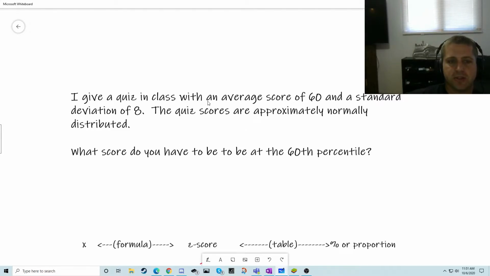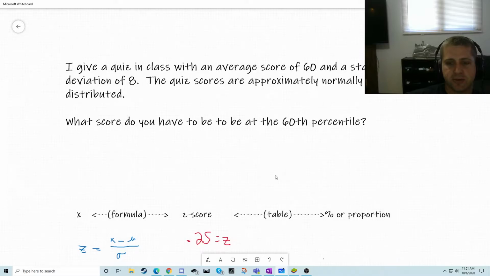I give a quiz in class with an average score of 60 and a standard deviation of 8. Those are important. These quiz scores are normally distributed, also important because you can't do any of this if they're not normal. What score do you have to be at the 60th percentile? Meaning, what quiz score do you have to be at the 60th percentile?